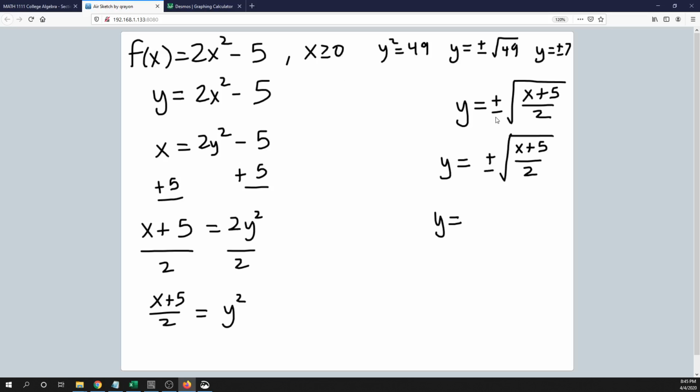So what that means is that we choose the positive version in this situation right here, okay? Now, had this domain been x less than or equal to 0, we would have chosen the minus version of that as well, okay? So the answer on this one is f inverse of x is equal to the square root of (x plus 5) over 2.